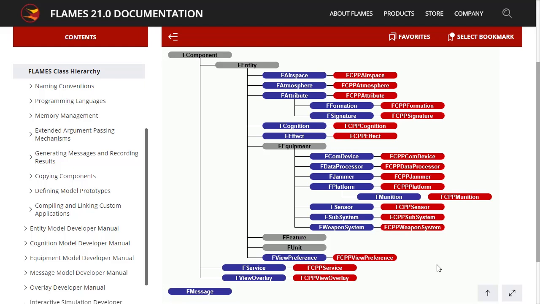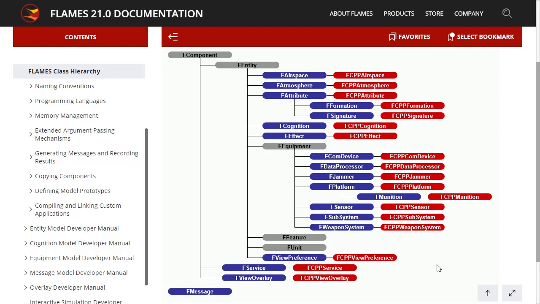This is one of the things that distinguishes Flames from more generic object-oriented execution engines. We have very specific classes for the very specific things that exist in the real world, and there are well-defined relationships between those things, and Flames knows about those things and knows how to execute those things in a manner that's appropriate for modeling real-world functionality.